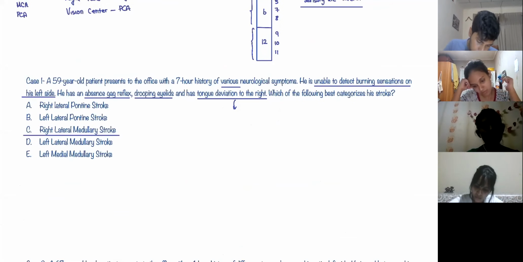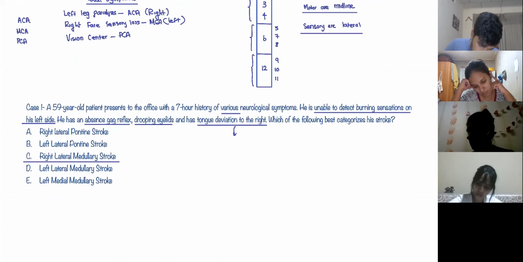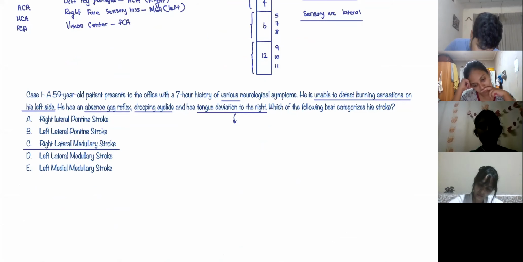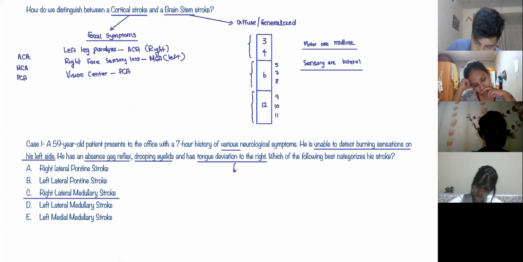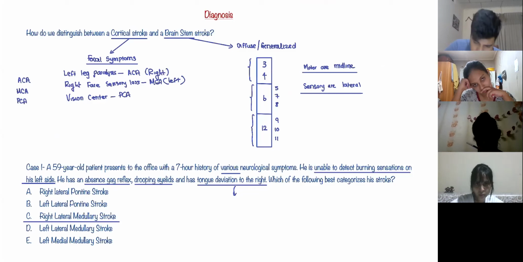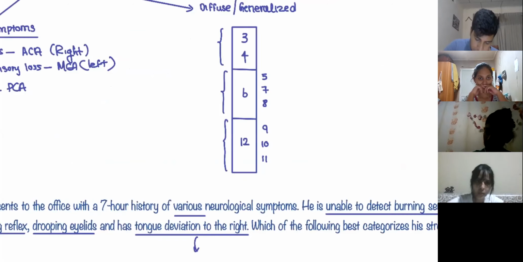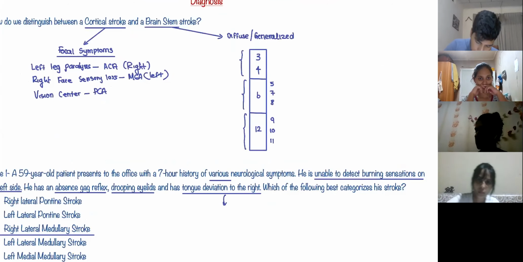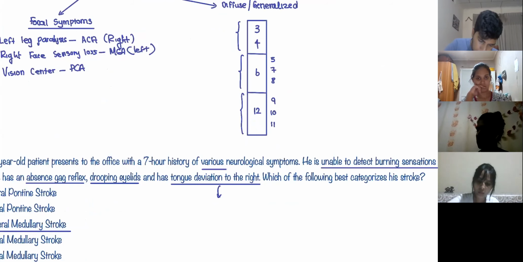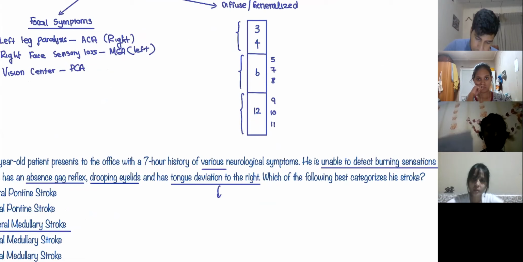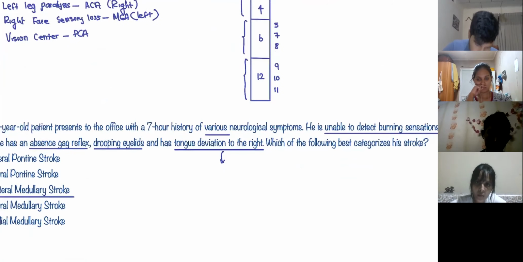So let me see. This can confuse you, so just delete that. Over here, I showed you the nerves that are medial and the ones that are lateral. That can confuse you.